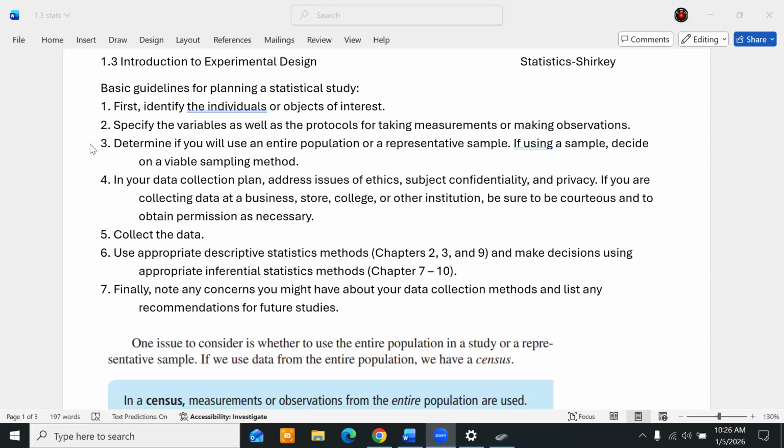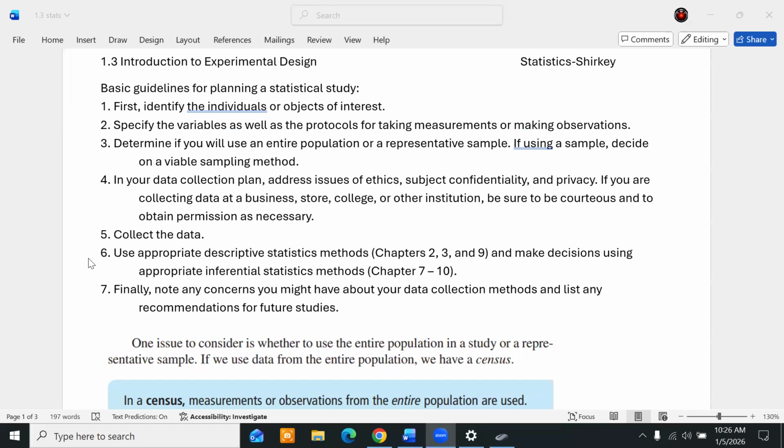If using a sample, decide on a viable sampling method. Now, we talked about sampling back in section 1.2, by the way. Number four, in your data collection plan, address issues of ethics, subject confidentiality, and privacy. If you're collecting data at a business, store, college, or other institution, be sure to be courteous and to obtain permission as necessary. Number five, collect the data.